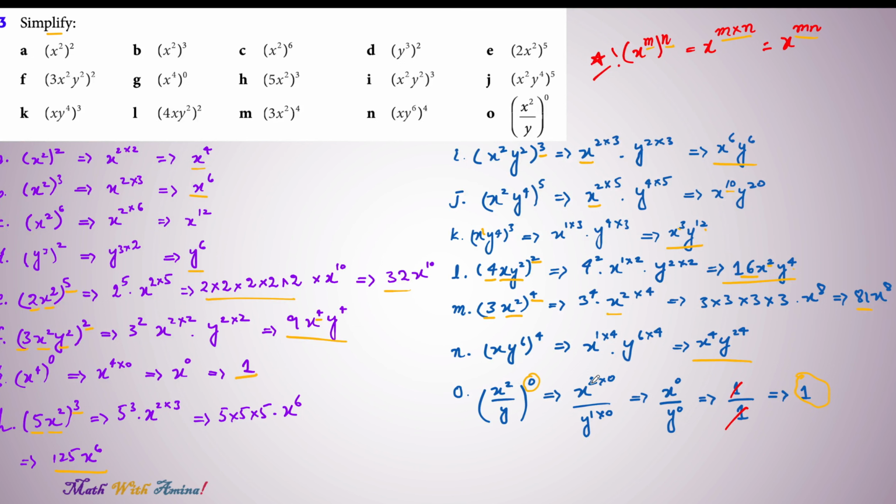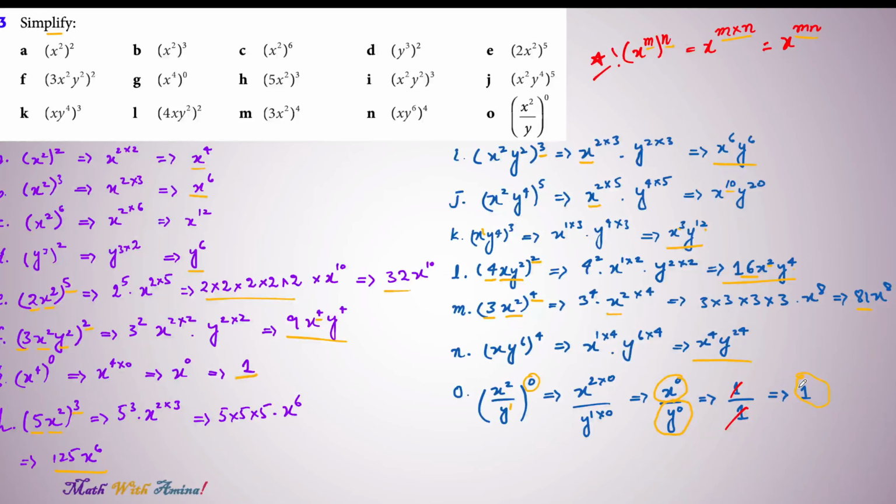So it means the power of power rule, when applied, the indices are multiplied. So 2 multiplied by 0 is equal to 0. The power of y is 1, so 1 multiplied by 0 is equal to 0. In here, this is also equal to 1, this is also equal to 1. So 1 over 1, they cancel each other, we get 1. Or we can say 1 multiplied by 1 is equal to 1. So the final answer we get is equal to 1.